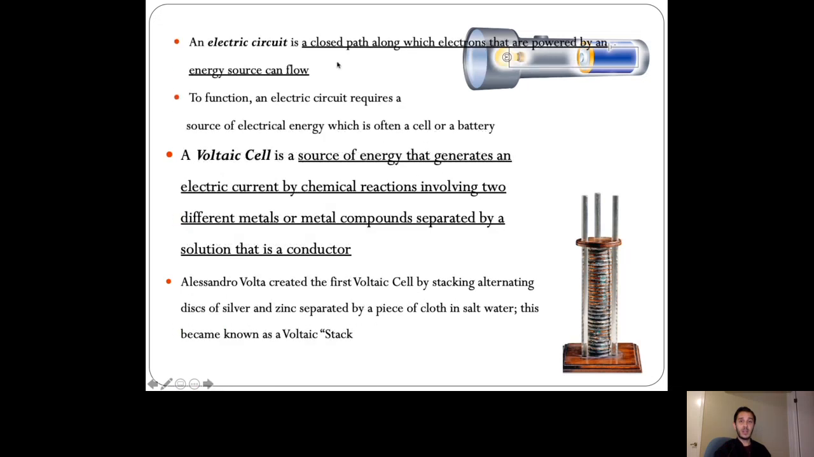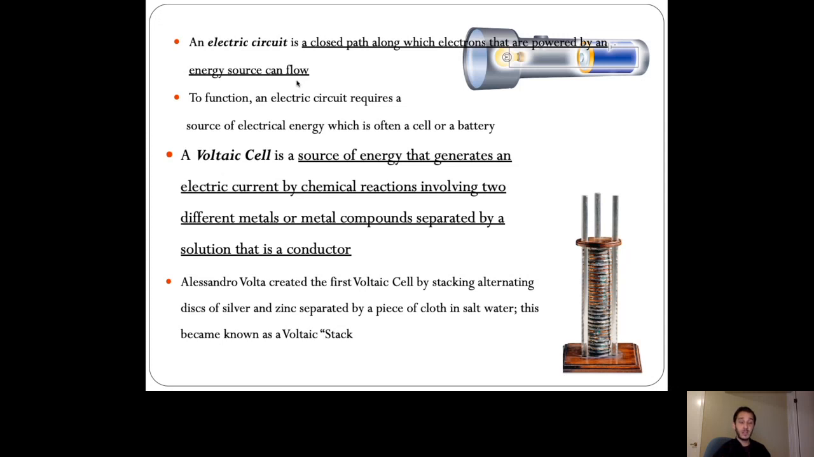Now, I mentioned electric circuit. What is an electric circuit? It's a closed path along which electrons that are powered by an energy source can flow. So a circuit is a closed path, and through that path, electrons can flow. In order to have that flow of electricity, you need some kind of source. There has to be a source of that energy. And in some cases, that source is a cell or a battery.